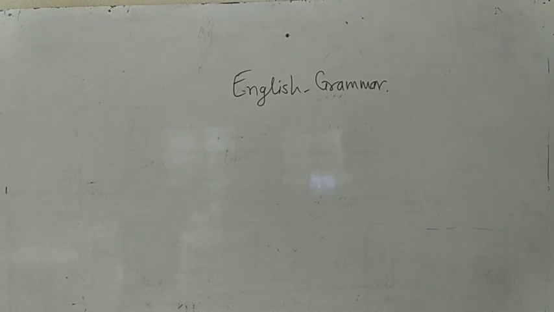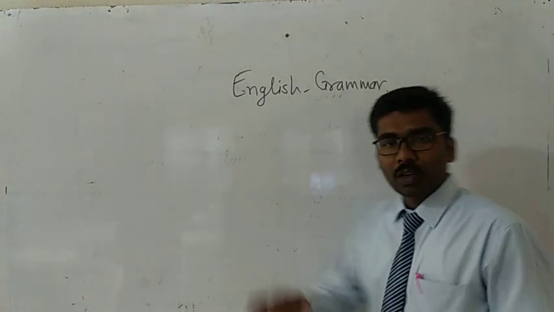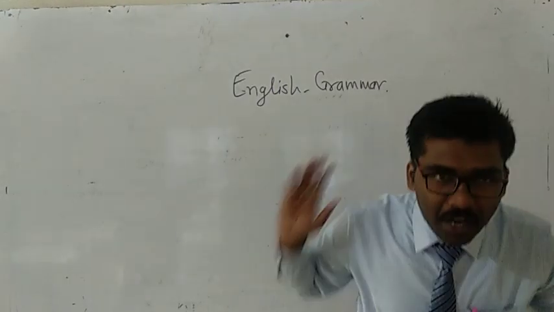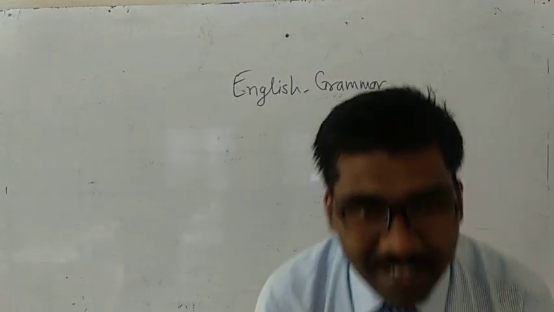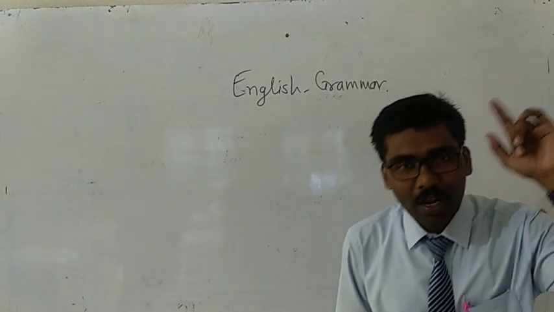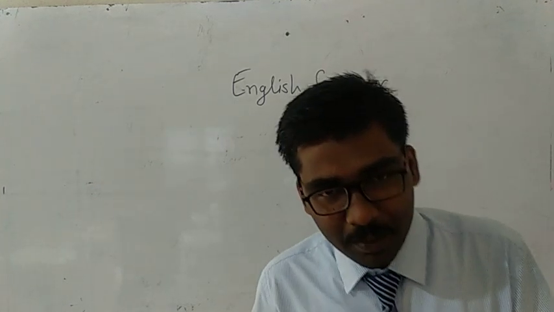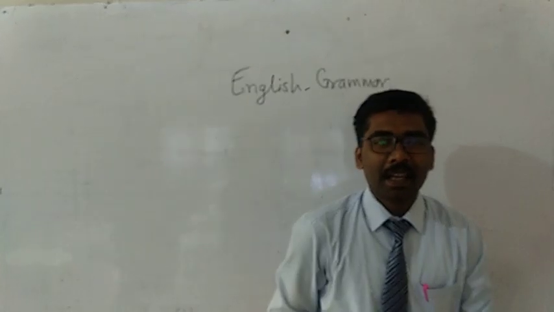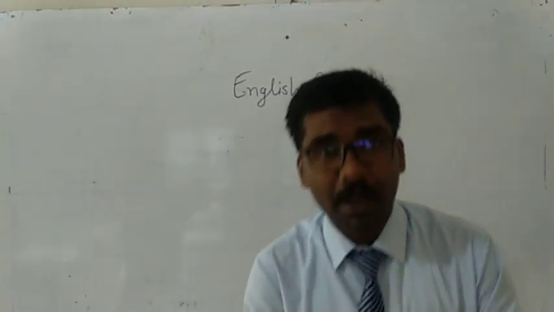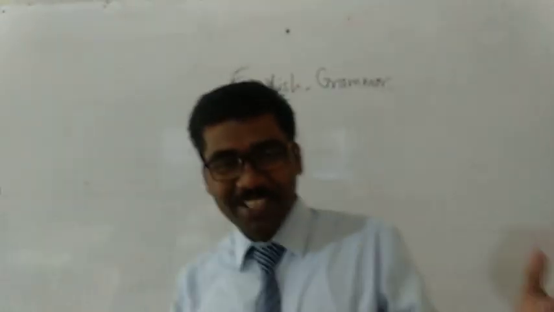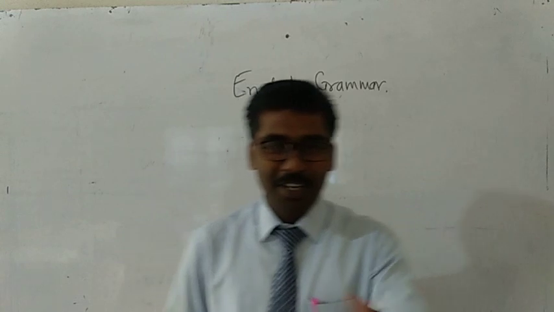WH questions. Yes or no type questions I taught you. A yes or no question begins with a helping verb, and the answer can be yes or no. There are 24 helping verbs. If the question begins with a helping verb, that is called a yes or no type question. That we learned. So dear students, I also taught you about the WH question.